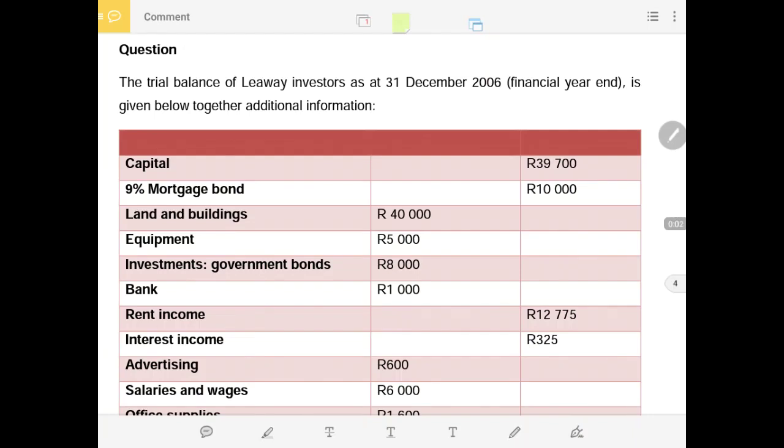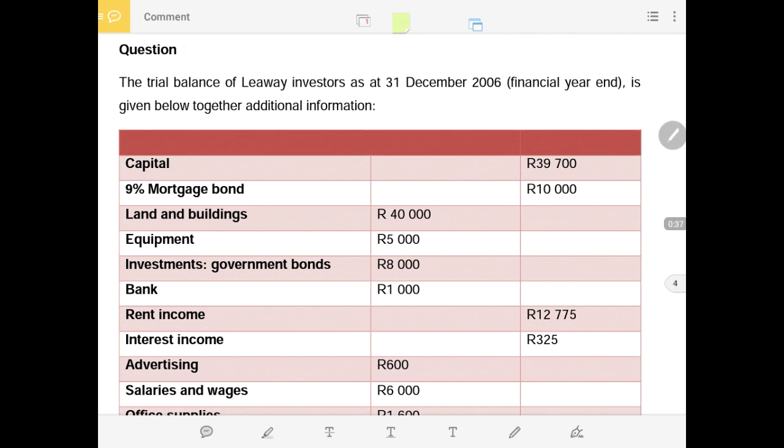Good day, students. Once again, I will be recording this question from Financial Accounting 1, and we are given a trial balance. It says the trial balance of Leeway Investors as at 31st of December in the year 2006. And this is the end of the financial year, meaning it starts on the 1st of January. And it is given to us below together with the additional information.